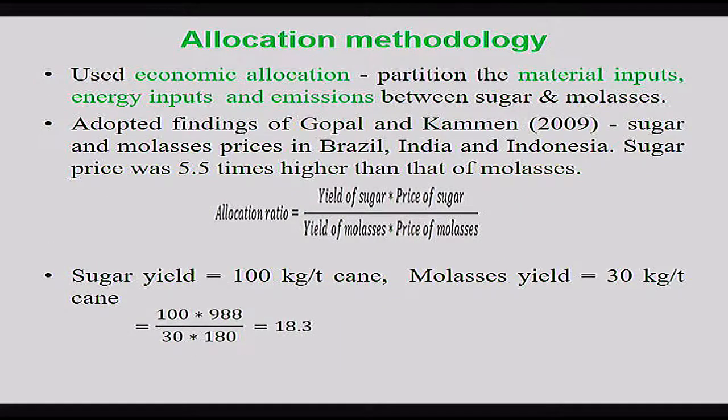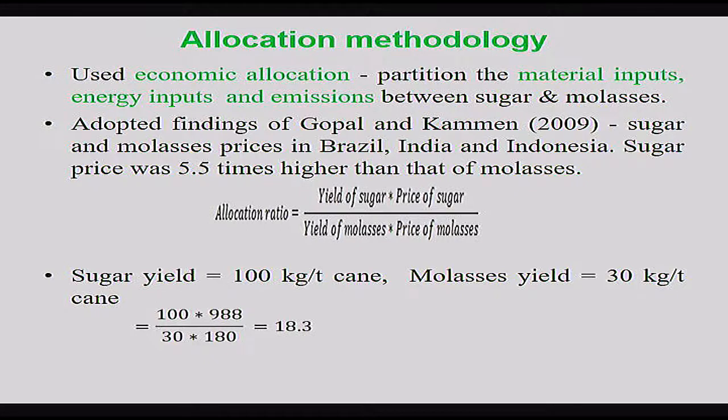Now here I've shown you how I got the allocation methodology that I used. I used what is called economic allocation. And this economic allocation is for partitioning the material inputs, the energy inputs, and the emissions that come out during the process, between the sugar and the molasses. Because in these two, we get sugar as the main product and molasses as a byproduct. And now in this study, I'm using molasses as the byproduct to produce bioethanol.